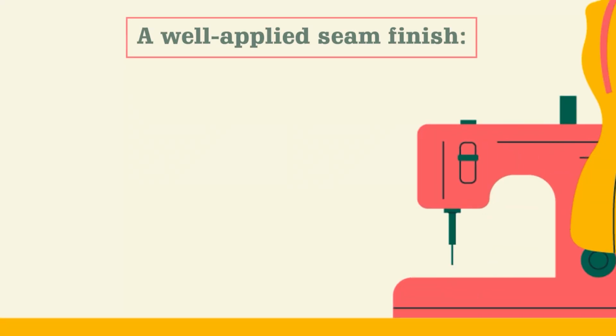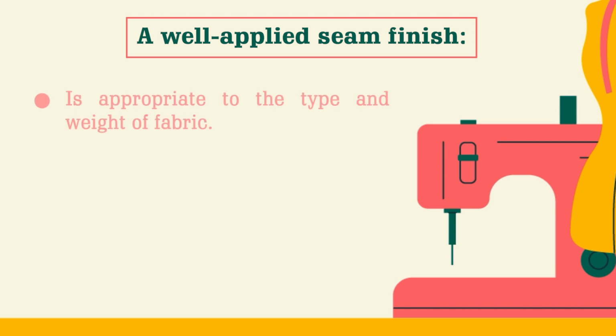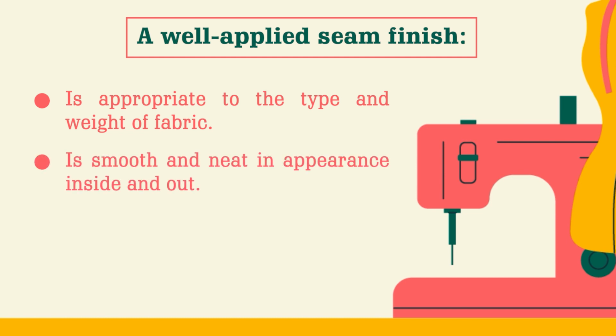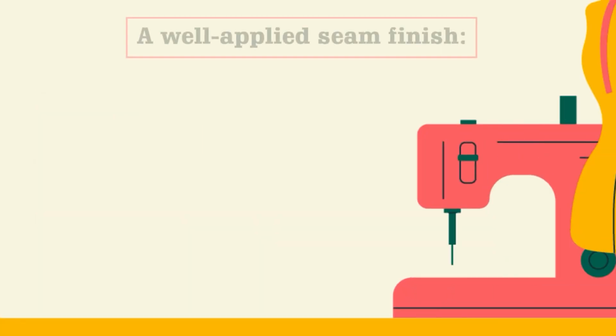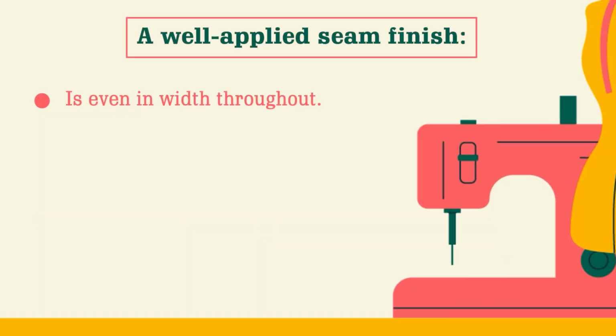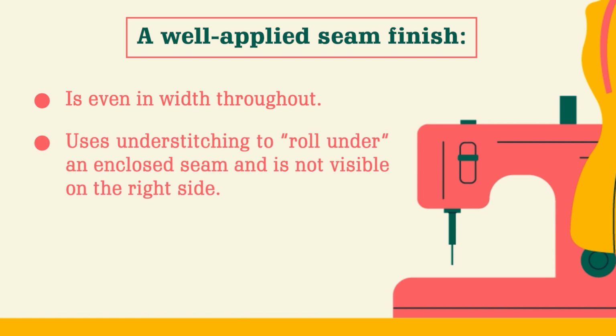Similarly, a well-applied seam finish would be appropriate to the type and weight of the fabric, would be smooth and neat in appearance inside and out, will not create excess bulk on the seam, and a well-constructed seam finish would also not be visible from the right side of the garment. It should be even in width throughout, and it should use understitching to roll under an enclosed seam and should not be visible on the right side.